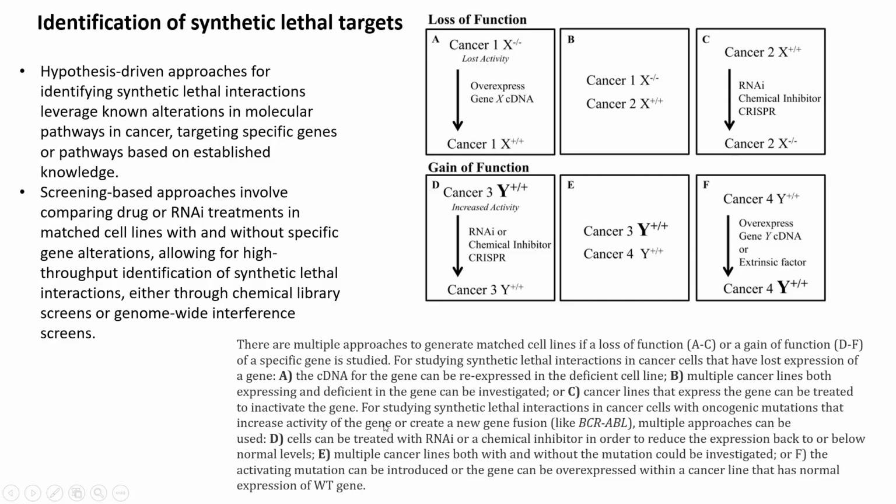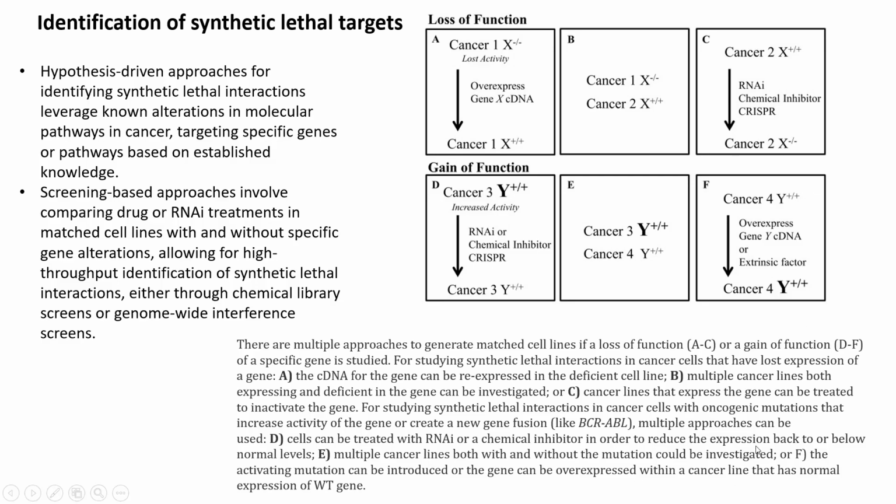The cells can be treated with RNA interference techniques or chemical inhibitors in order to reduce the expression back to or below normal levels. And multiple cancer cell lines, both with and without the mutation, could be investigated. So you have a cancer cell line with this mutant, you have a cancer cell line without this mutant. Now you check for which genes are associated with it to find those synthetic lethals.